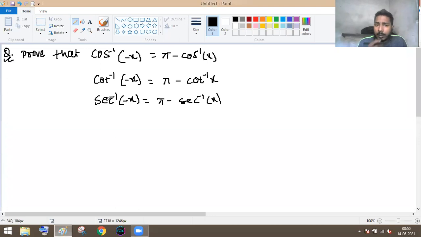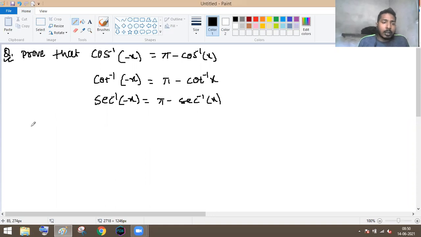So we have to discuss this formula now. We have to prove these three formulas. I am going to do one of them. Tell me which formula I should do for cos, cot and sec. I will prove one here. Which one? The first one.